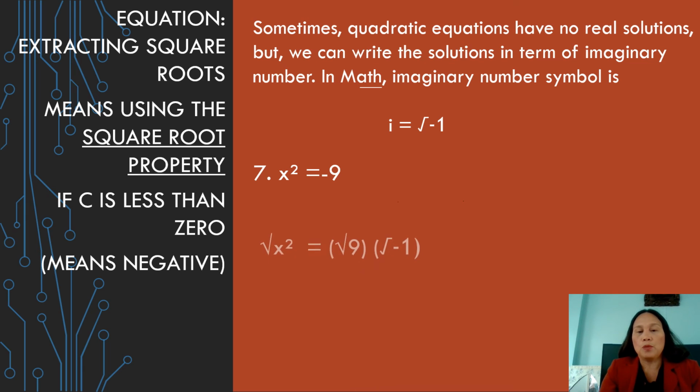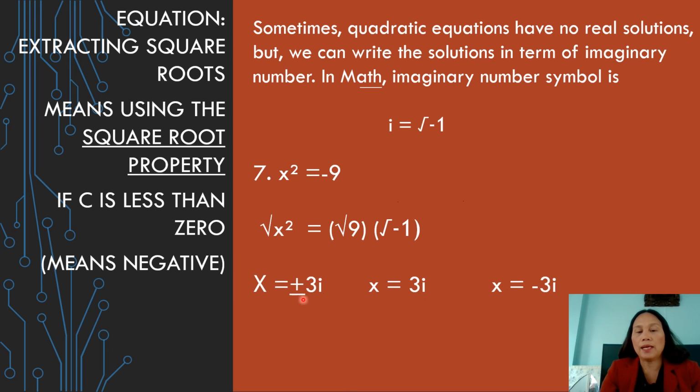We can rewrite this as the square root of x squared is equal to negative 9, which can be written as the quantity square root of positive 9 times square root of negative 1. That is negative 9. Now we can extract the square root of 9, which is 3. And instead of writing square root of negative 1, we can write i. So x is equal to positive and negative 3i. You can separate that as this one.